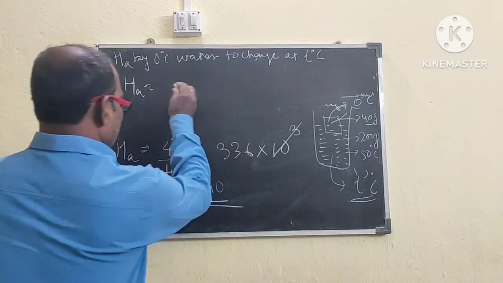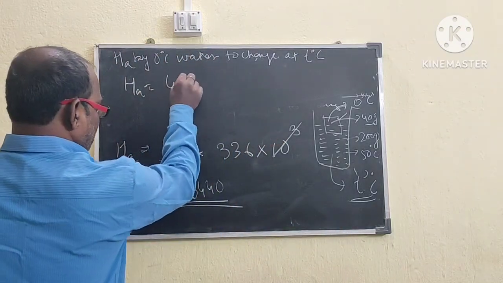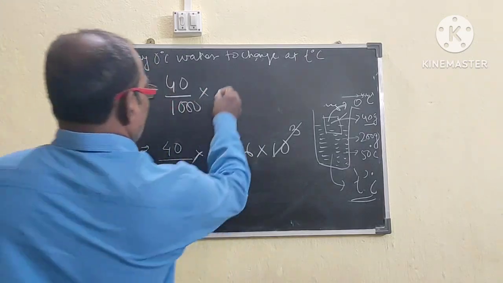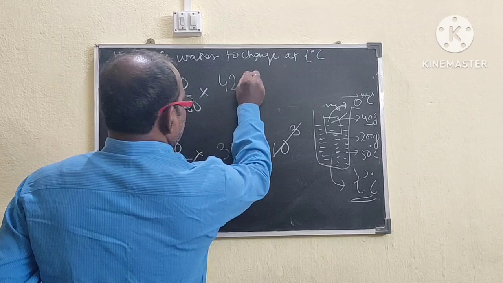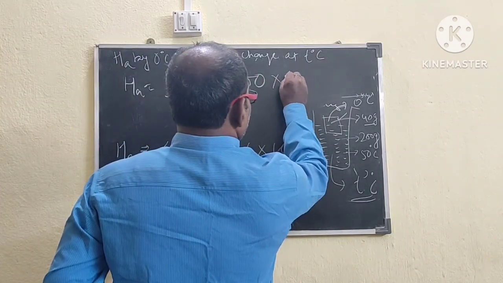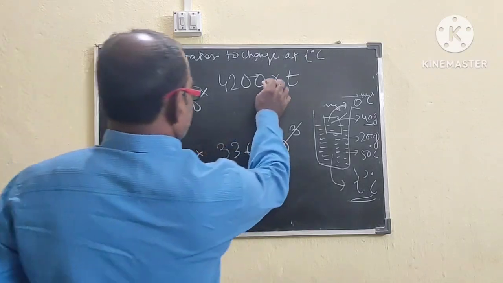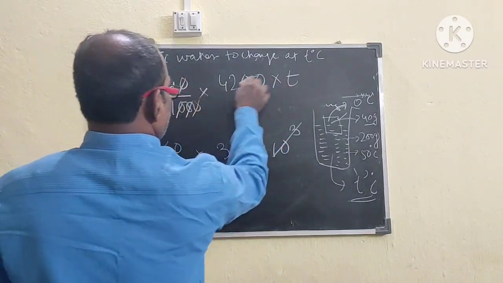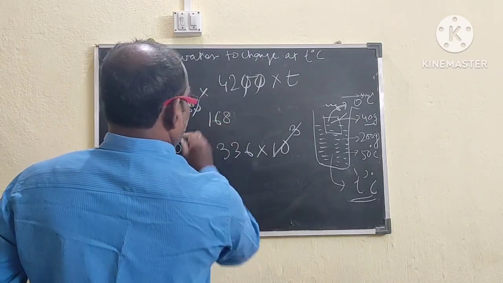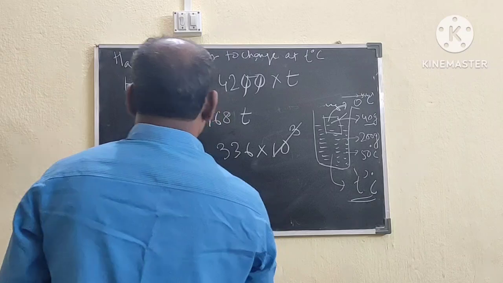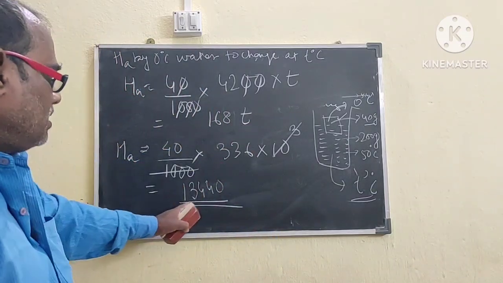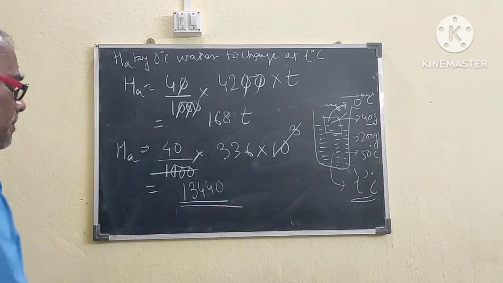M is mass of ice, mass of water was 40 for ice, 40 by 1000 into specific heat of water is 4200 into T. That is 168 T. So the total heat absorbed is 168 T and 13440. Okay.